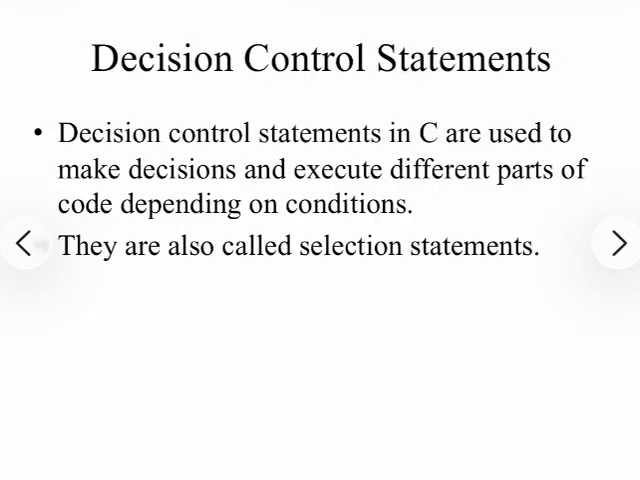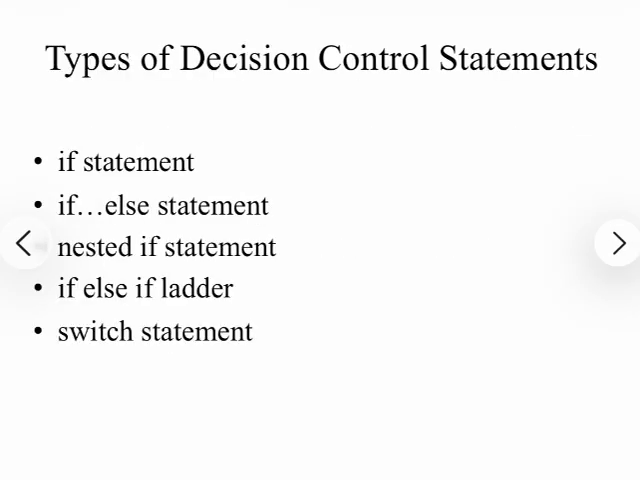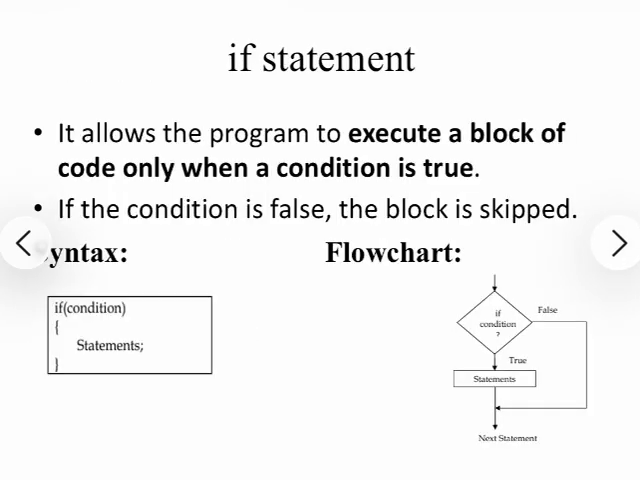Next, we are going to see about decision control statements. A decision control statement is nothing but making a decision and executing different parts of code depending on the condition. This is also called a selection statement. Types of decision control statement: if statement, if else statement, nested if statement, if else if ladder, and switch statement.